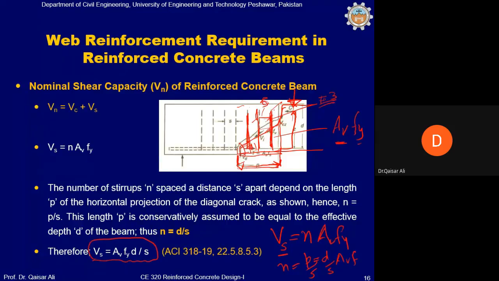Vs, which is the resistance from the stirrup, will be equal to Av fy d divided by s. And as I said earlier, and I say again, Av will be 2 times the area of steel used for this reinforcement, because there will be 2 legs of this reinforcement.